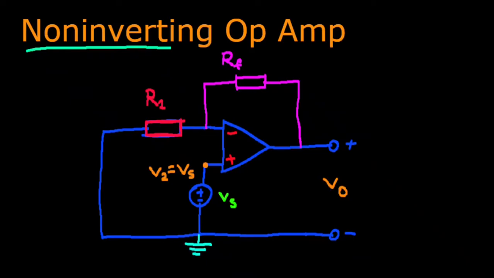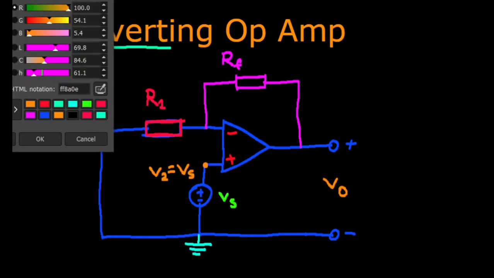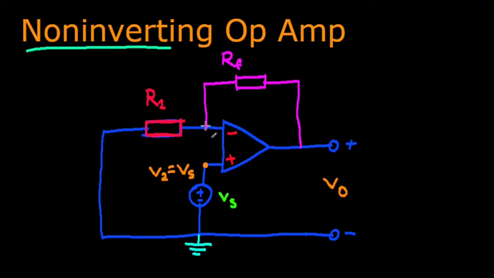Our inverting input also has to be Vs. That was one of our conditions that we got after making the necessary assumptions for the ideal op amp. So this is also Vs. Now what can we do? Well, let's do nodal analysis here. But before that, let's see what's happening here.